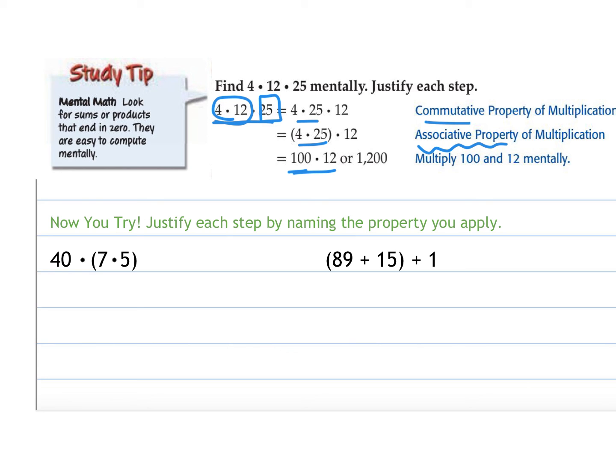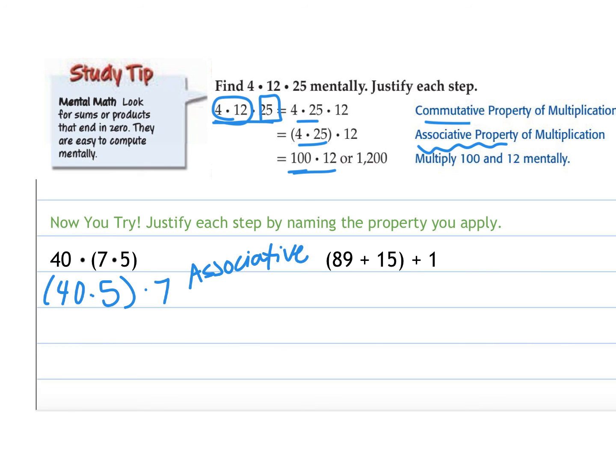So on this one, we're going to try these and we're going to justify each step by naming the property that we used. So we had 40 times 7 times 5. So originally they want us to start with the 7 times 5, which I can do in my head, which is 35, but then I'm like, 35 times 40, that's not as nice. So I think what I'm going to do is start with regrouping my numbers, and I'm going to do the 40 times 5 first, because multiplying by 5 is a little bit easier, and then we would multiply by 7. And that's the associative property, where you can change the grouping.